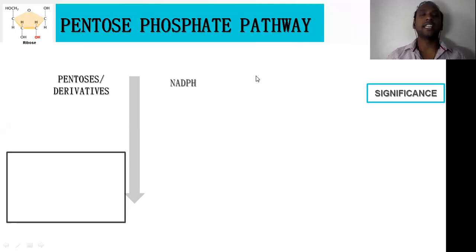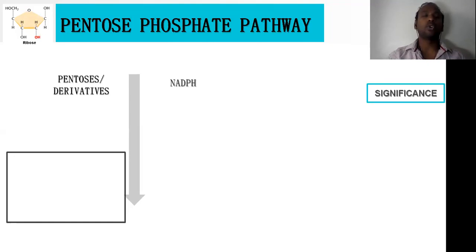If you see the significance, that is all related with the regulation, the various reactions involved, and a few enzymes which are important for this particular pathway. It's enough to know only that much, right? Don't bother about the complex structural aspects of this pathway. And the significance is related to these two products: one is pentoses, the second one is NADPH.